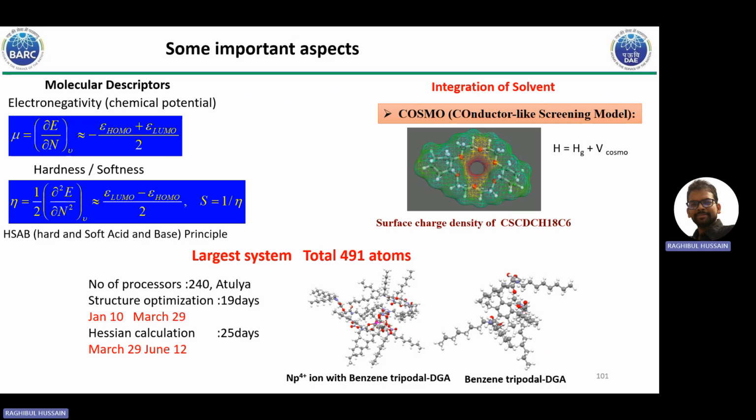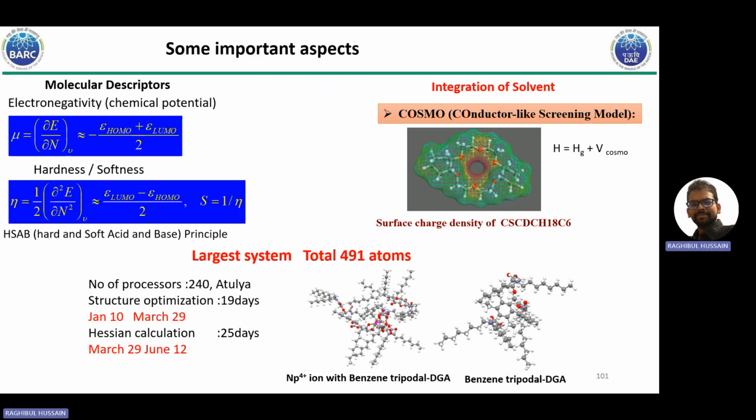The supercomputer is called Atulya. It is 2.86 petaflops. I think ISC has one that is more than 3, and we are the second highest, I think. So we used 240 processors for structure optimization.